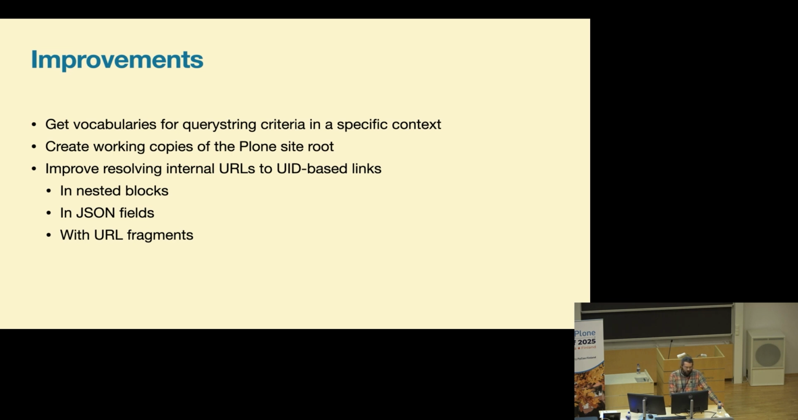So if you've got blocks that contain other blocks, that will now automatically convert anything that's a field called URL. If you've got JSON-based fields that include URLs, those will also be included automatically. And also we made sure that if you've got a URL that has a fragment at the end of it, that will be preserved as it converts to UID-based links and back.